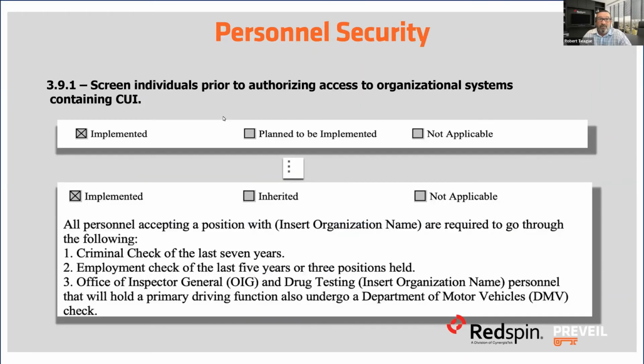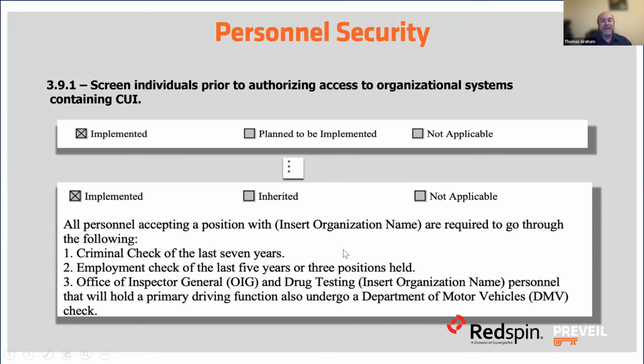Questions, comments? All right. I think this is our last one, personnel security. One of my favorites too. Go ahead. So we were talking personnel security, and give it a few seconds for Orla to get the slides back up.